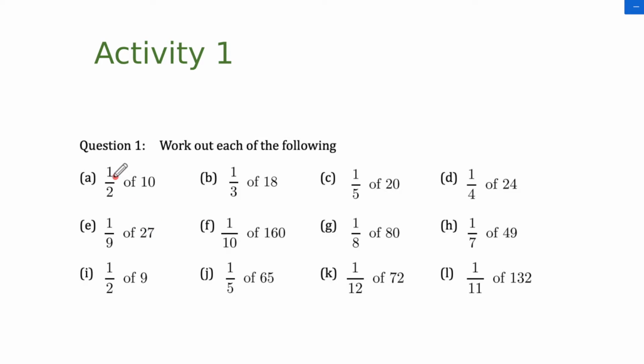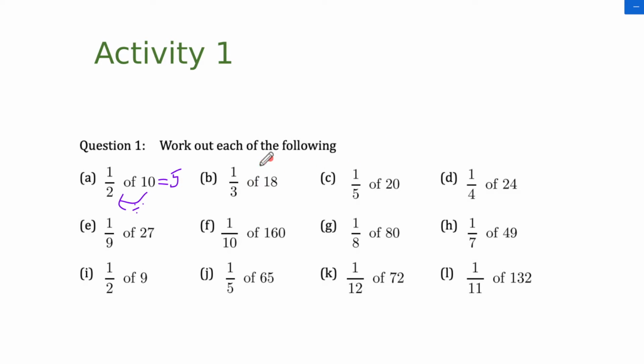Okay, so these are quite easy. Here's what you do. You have 1/2 of 10. Obviously half of 10 is 5, if you know that. But actually what you did was take the 10 and divide by 2. That is why it's 5. So you divide by this.